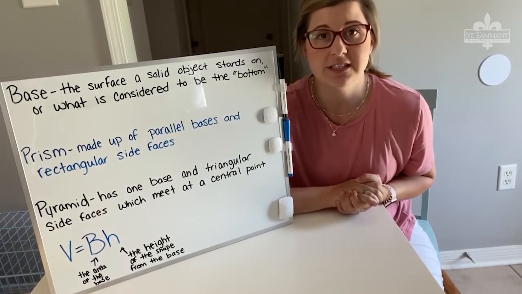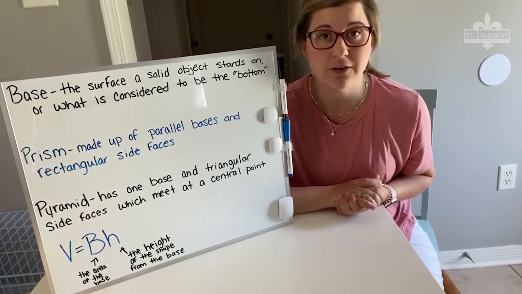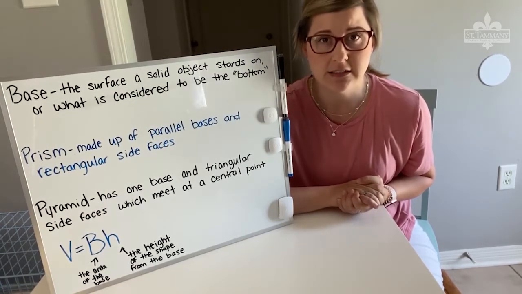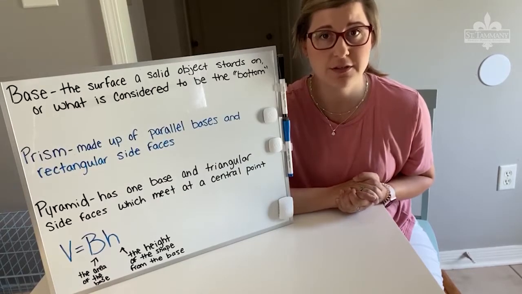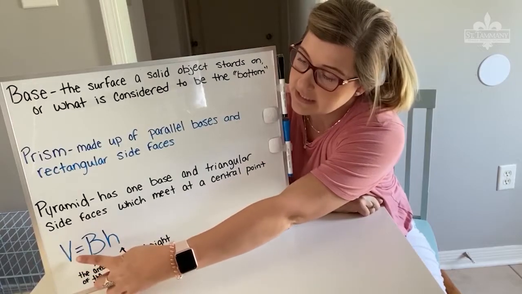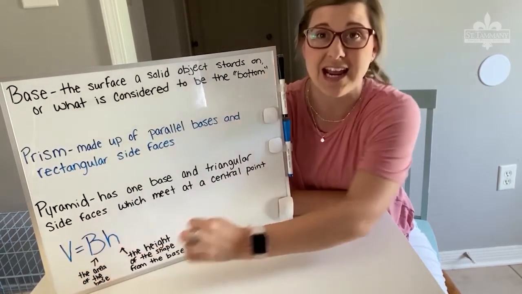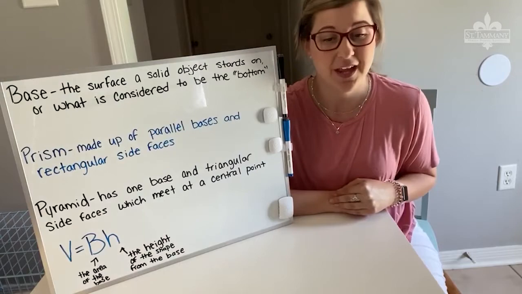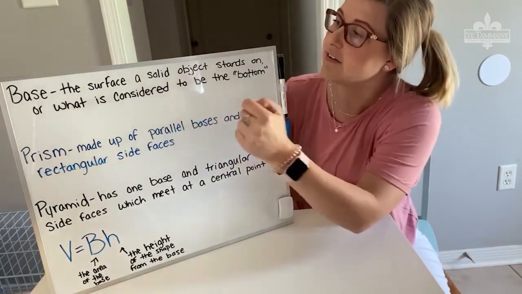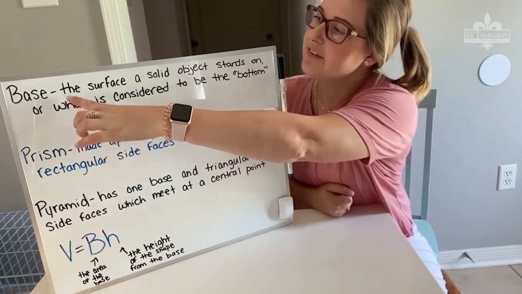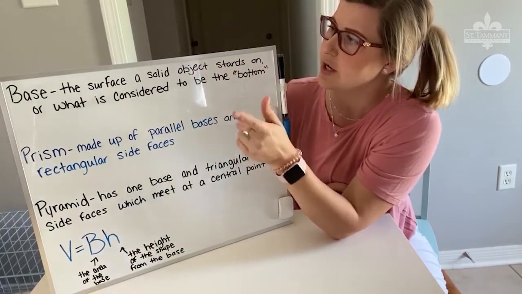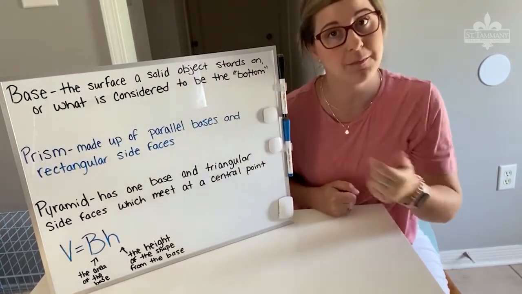The reason for this is because we're going to be looking at volume later on, and we need to understand about the bases of these three-dimensional shapes so that we are able to use the formula volume is equal to big B times H later on. Okay, so the first thing that we need to do is look at the definition of base. The definition of base is the surface a solid object stands on, or what is considered to be the bottom.